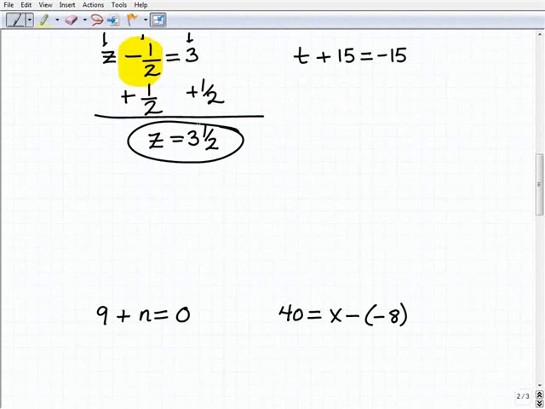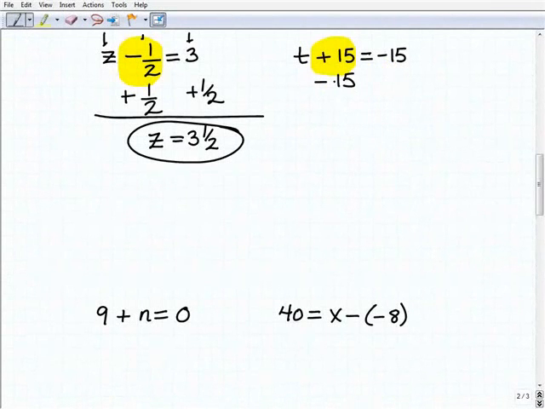Okay, so hopefully this is getting easier for you, or it's probably pretty easy for most of you out there. So that's good, but we still need to practice it. So we have t plus 15 equals negative 15. So plus 15 is what I've got to focus in on. So I'm going to use an inverse operation, which is going to be negative 15.